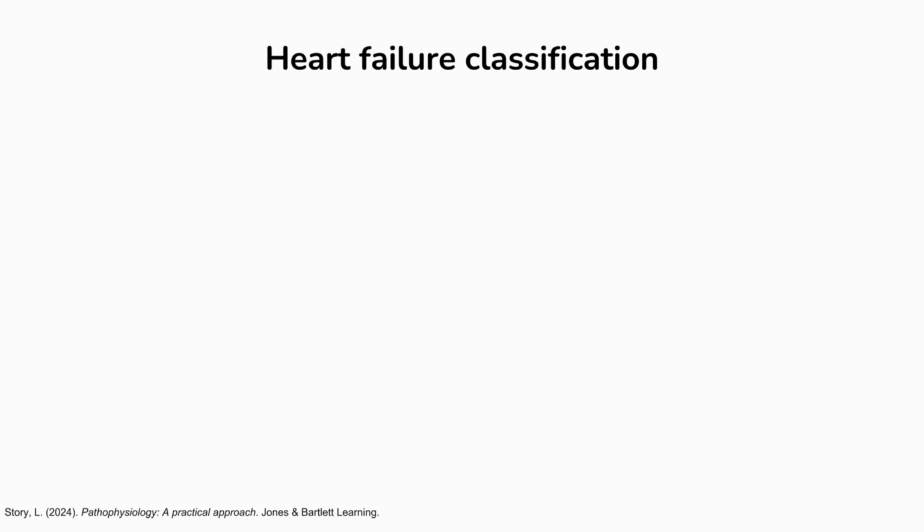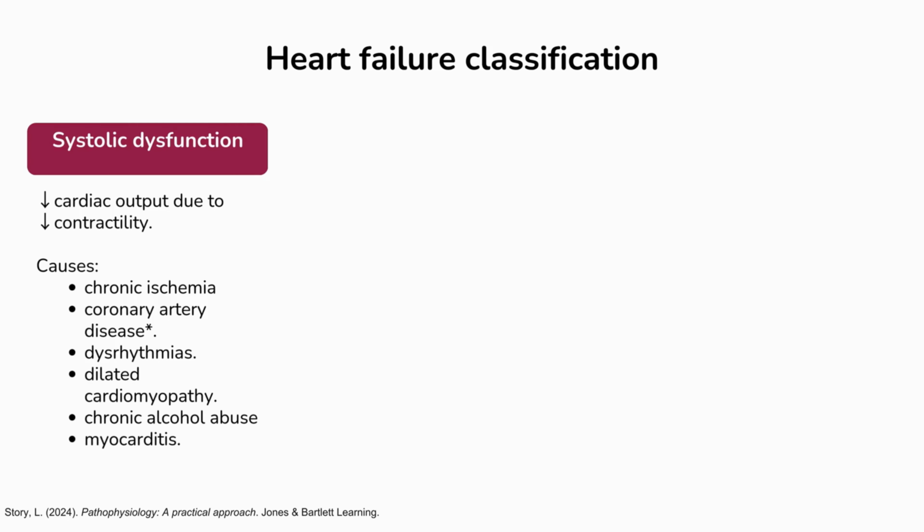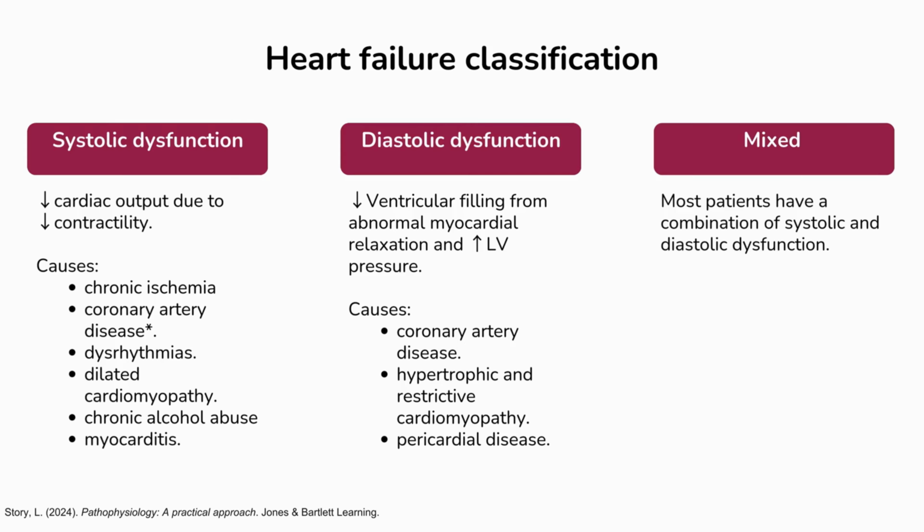We can classify heart failure depending on the cardiac phase that is affected. In systolic dysfunction, there's a decrease in cardiac output due to a decrease in contractility. Common causes include chronic ischemia and myocarditis. In diastolic dysfunction, there's a decrease in ventricular filling, normal myocardial relaxation, and an increase in left ventricular pressure. Common causes include coronary artery disease and pericardial disease. However, most patients have a combination of systolic and diastolic dysfunction.